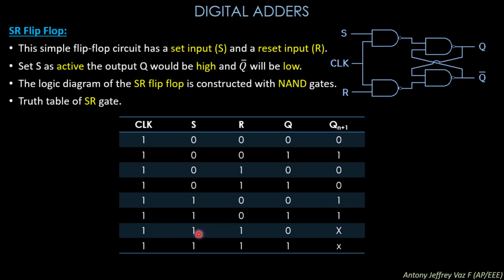And in the next stage, you can see both the values S and R are 1. So this state is known as the undefined state. In this state, the values of the next state may change independent of the other states. So this state is a major disadvantage of the SR flip-flop. The value of the next state Qn plus 1 cannot be found because it changes as it is represented by the previous states.